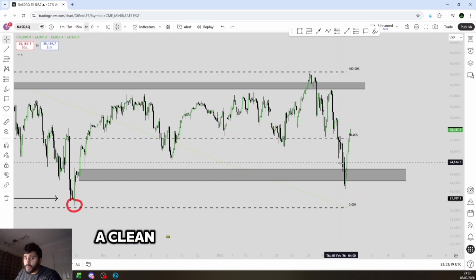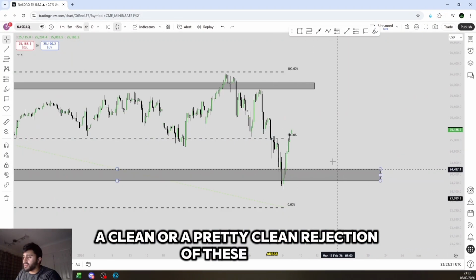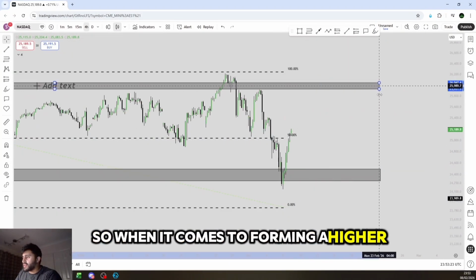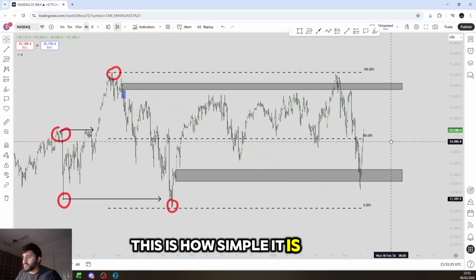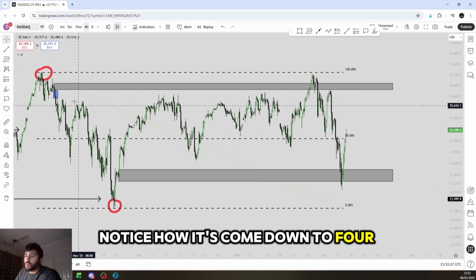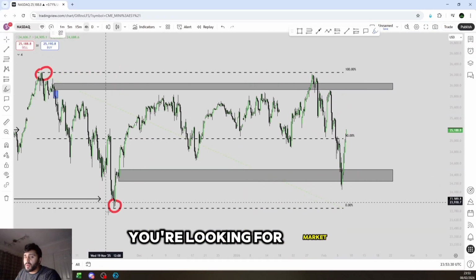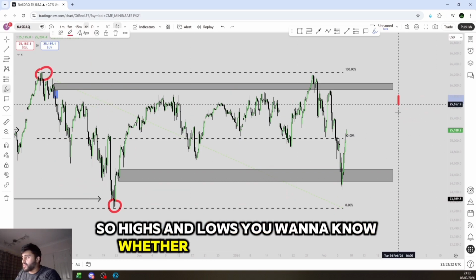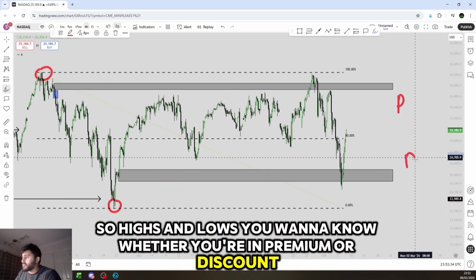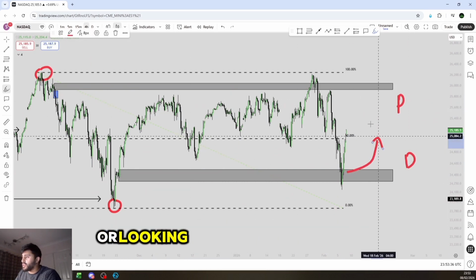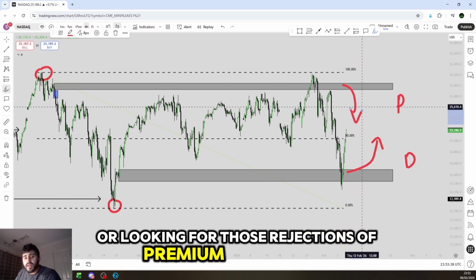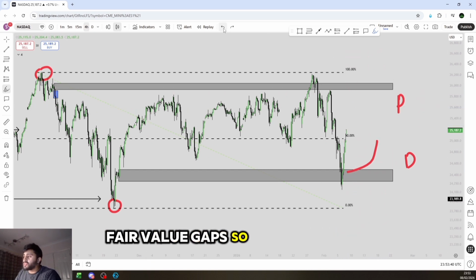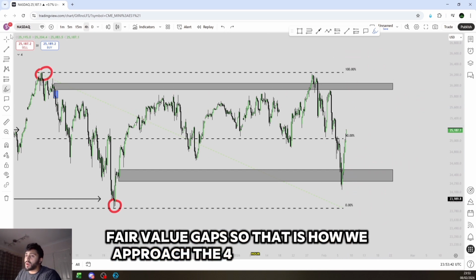Again, a clean or a pretty clean rejection of these areas. So when it comes to forming a higher time frame bias, this is how simple it is. Notice how it's come down to 4 simple steps. You're looking for market structure, so highs and lows. You want to know whether you're in premium or discount, and then you're simply looking for those rejections of premium and discount fair value gaps. So that is how we approach the 4-hour time frame.